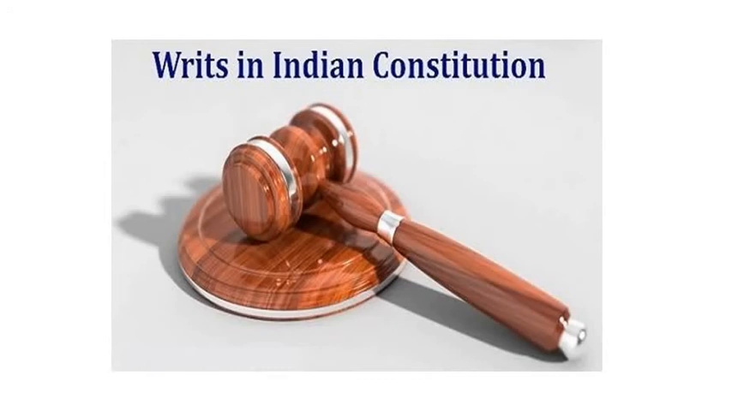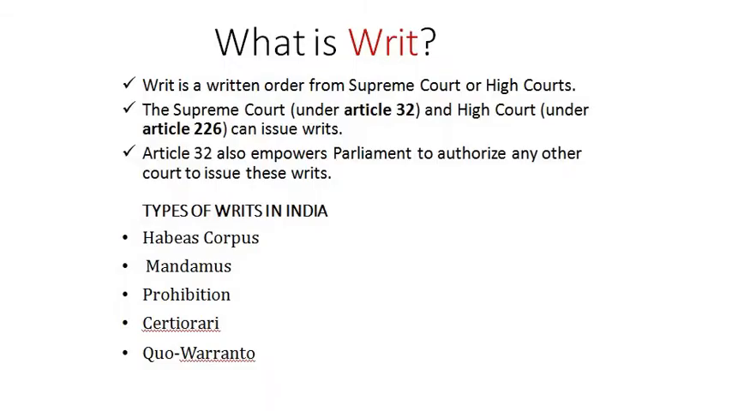Then there are some writs in the Indian Constitution. What is a writ? A writ is a written order from the Supreme Court or High Court. The Supreme Court under Article 32 and the High Court under Article 226 can issue writs. Article 32 also empowers Parliament to authorize any other court to issue these writs. The types of writs in India are Habeas Corpus, Mandamus, Prohibition, Certiorari, and Quo Warranto.